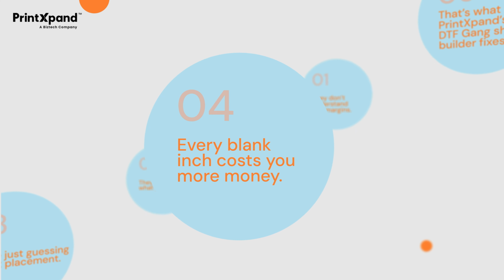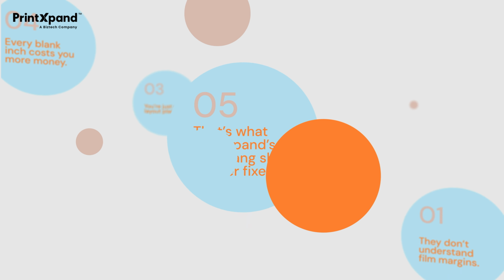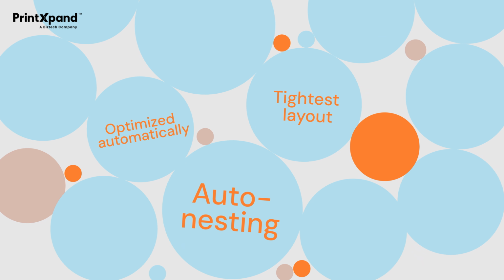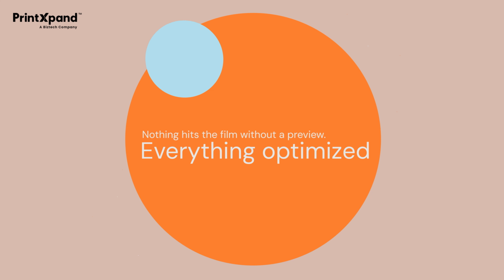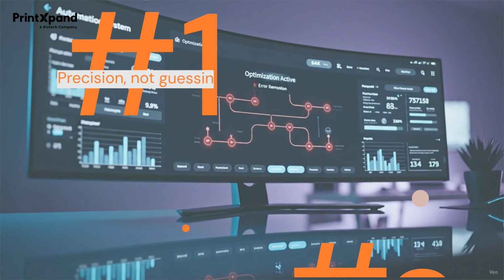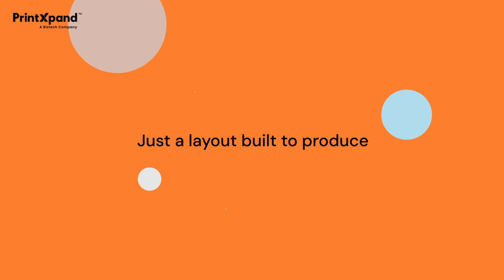That is what the PrintXpand's DTF Gang Sheet Builder fixes. Upload your designs, set your quantities, and auto-nesting takes over. It finds the tightest layout, places every design with the right margins, and gives you a live preview before anything touches film. With auto-nesting doing the work, our clients typically land 14 to 18 transfers on a single 24-inch sheet. No guessing, no wasted film, just a layout built to produce.